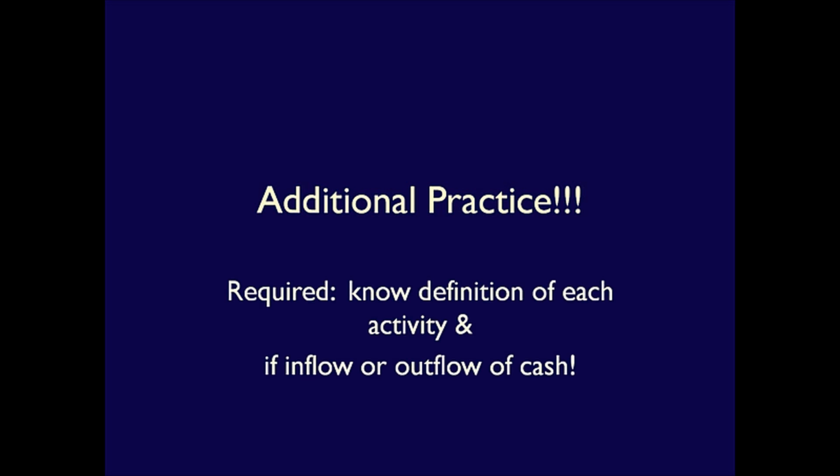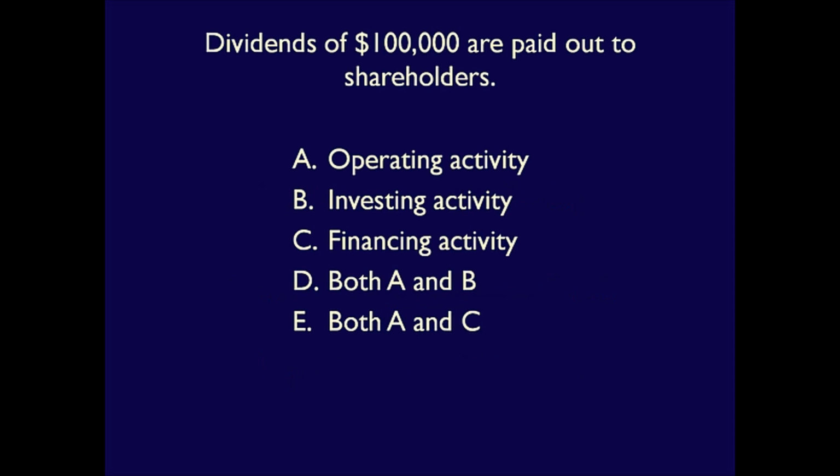Remember, to do this, you have to know the definition of each of the activities. If you don't, your answers will not only be wrong here, but they'll also be wrong on a test or exam when you eventually write it. Dividends of $100,000 are paid to shareholders. Dividends involve shareholders, and the sale or repurchase of shares is a financing activity, and therefore so are the dividends payment. Financing activity, outflow.